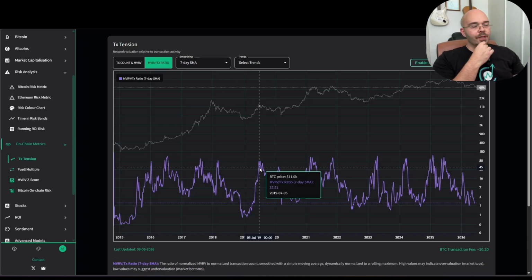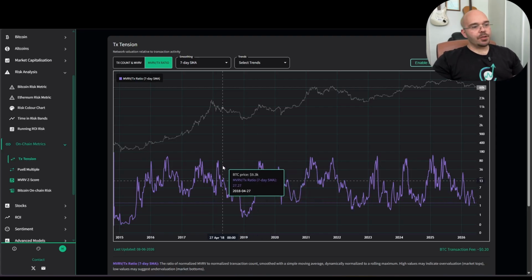TX tension describes the tension between the transaction activity on the Bitcoin network and the MVRV, the market value to realized value ratio, which is a ratio in itself. So it's a ratio of a ratio, essentially, with some normalization window, like a rolling normalization. It's tricky to describe, but the ultimate result is something like this.